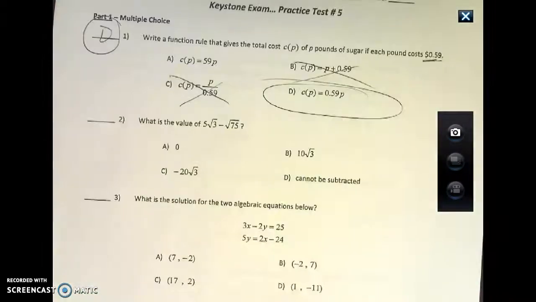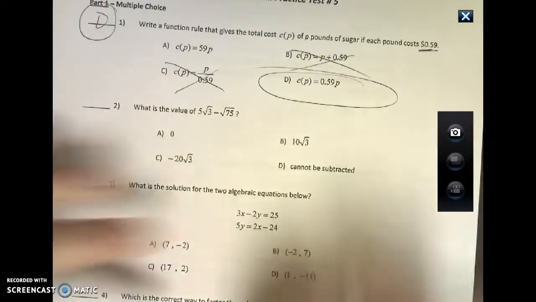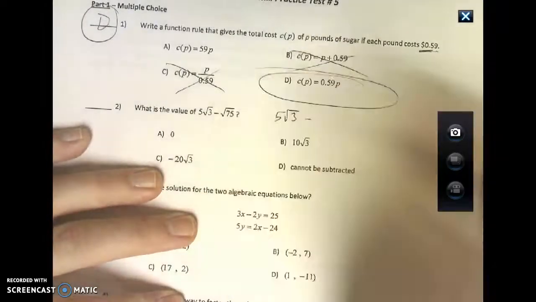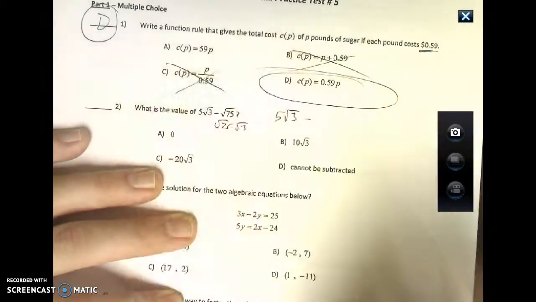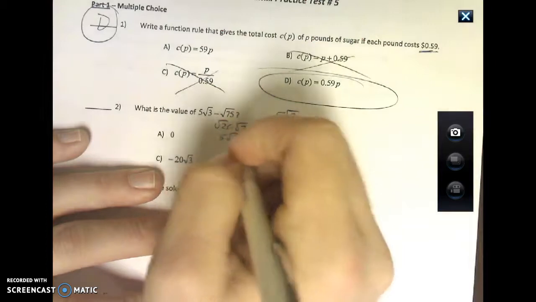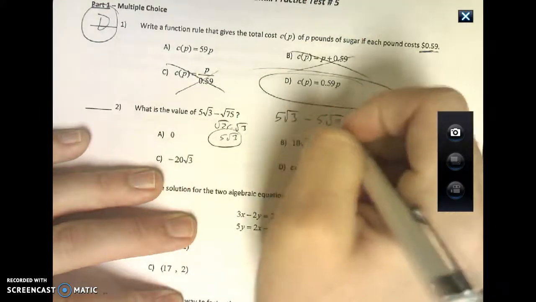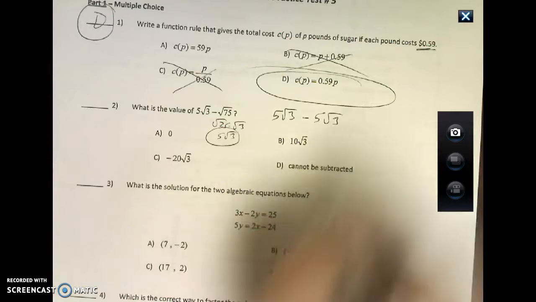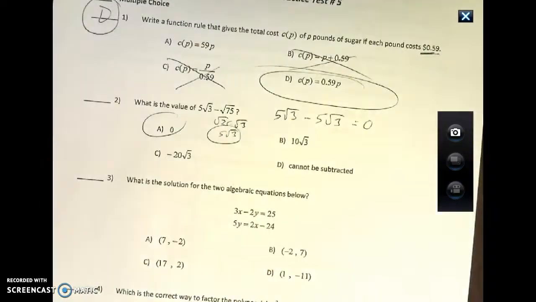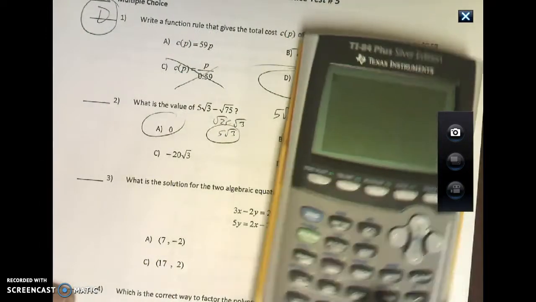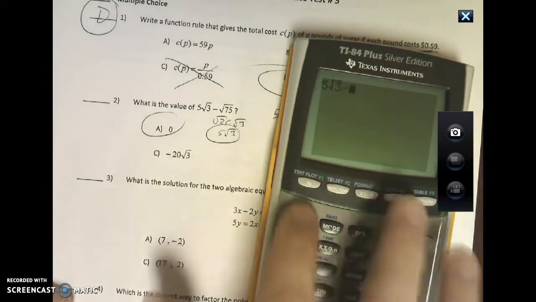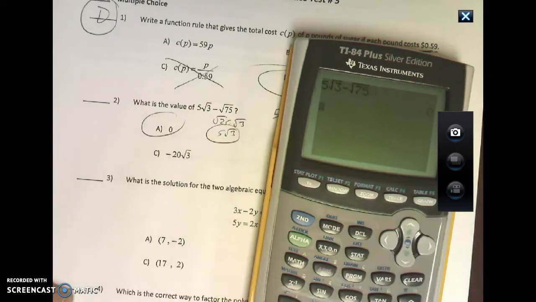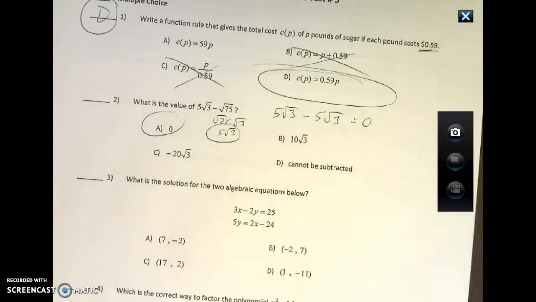Okay, what is the value of 5 root 3 minus root 75? I can't break down root 3, but I can break this down. Root 25 times root 3, so that would be 5 root 3. Okay, so 5 root 3 minus 5 root 3 is 0. Your answer is A. You can, if you would like, take the calculator. Do 5 root 3 minus root 75, which will give you 0 as well. Okay, and if it gave you a decimal, you would just plug in the answer to see which one works.